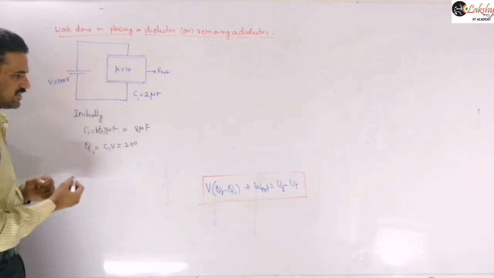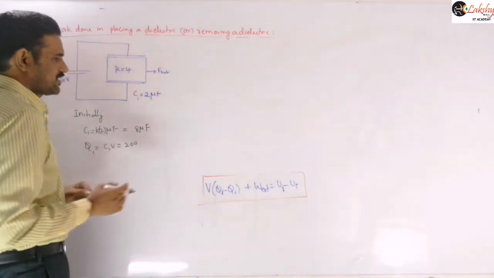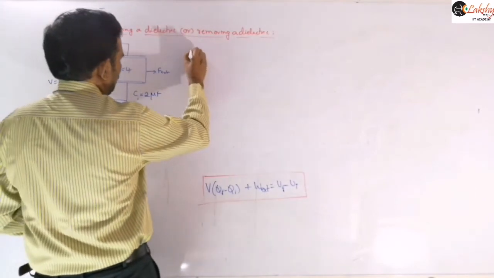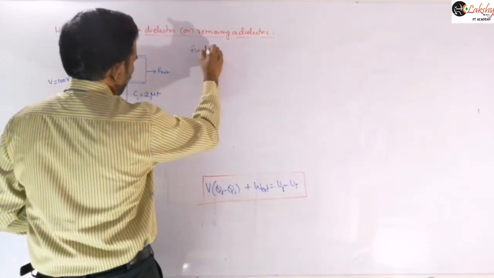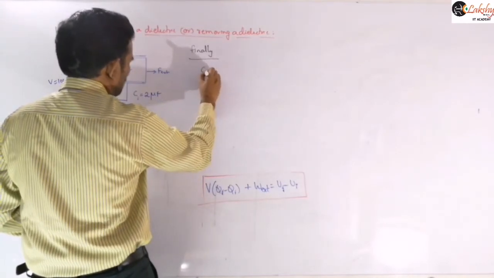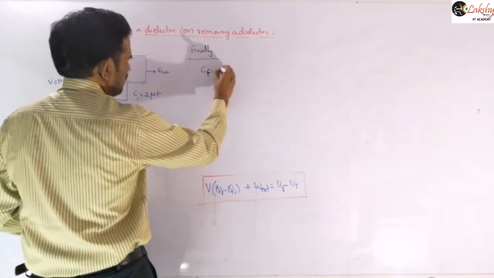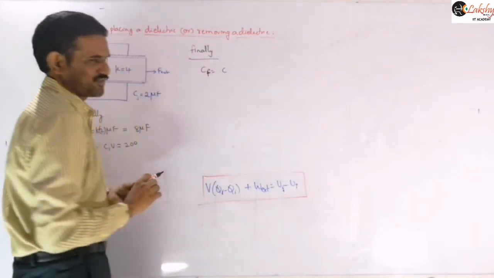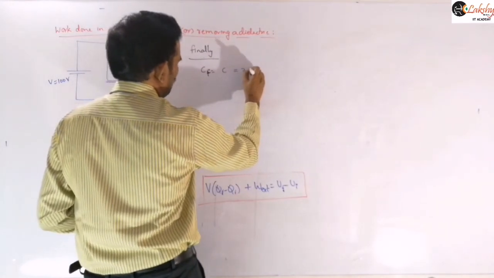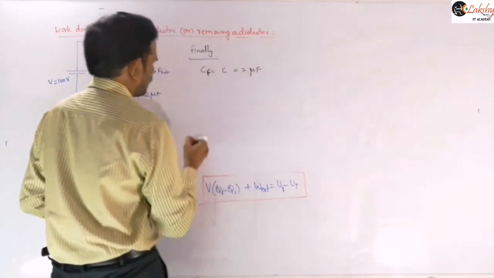Now this is the initial data, and from this you can calculate the initial energy also. Let us directly substitute in the equations, right? Next, finally, what we can write here is final capacitance C2, or let us write C final. C final is nothing but C only, that means we are removing the dielectric here. So it is 2 microfarad.